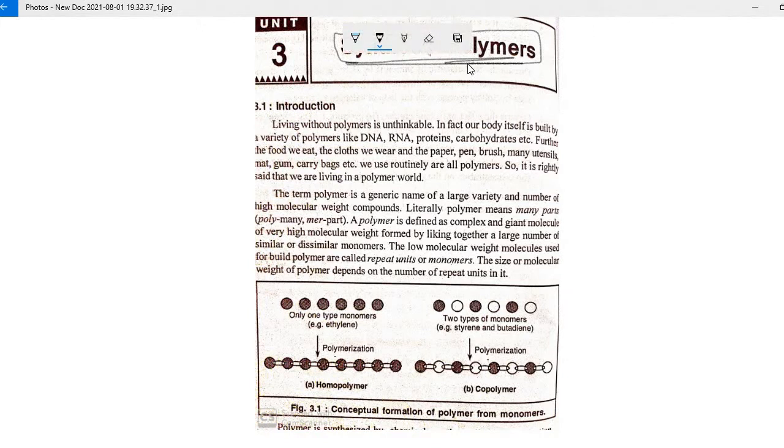So what is a polymer? Poly means many parts. Okay, you know that poly means what? Many parts. And the new word, mer, a part. Poly means many, and mer means a part. The compound or a structure made up of many parts, or we can say many units, is known as polymer.